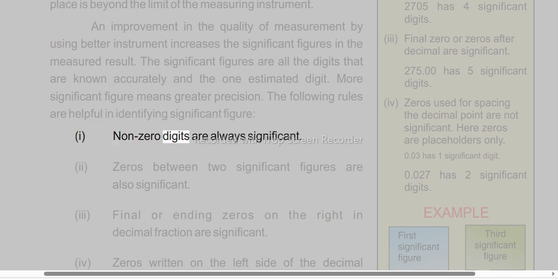1. Non-zero digits are always significant. 2. Zeros between two significant figures are also significant. 3. Final or ending zeros on the right in a decimal fraction are significant. 4. Zeros written on the left side of the decimal point for the purpose of spacing the decimal point are not significant.